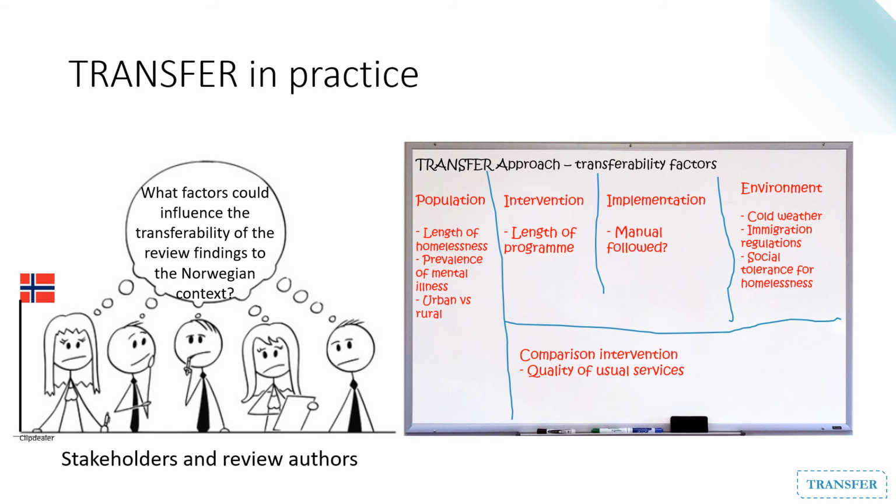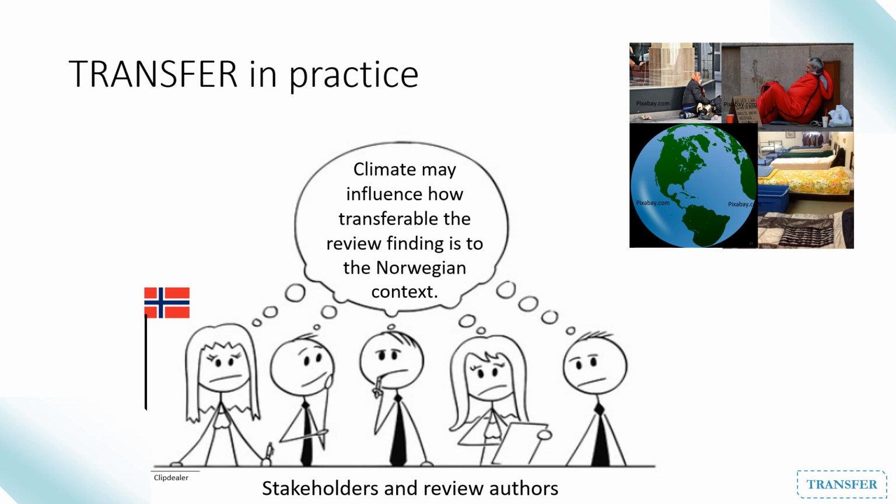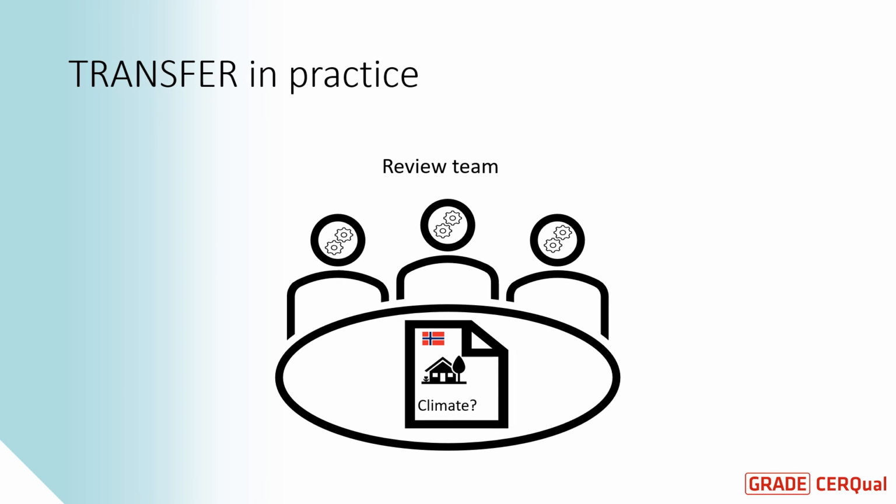So, for example, in this review on homelessness, the end users and review authors think, what factors could influence the transferability of the review findings to the Norwegian context? And maybe they come up with climate as an important factor. So after the meeting with the end users, the review team then goes to conduct the systematic review. And as part of this process, extracts data related to the contextual factor they identified, in this case, climate. They can then use this to do a subgroup analysis, if allowed, at the end. And this could tell them about the applicability to the local context.